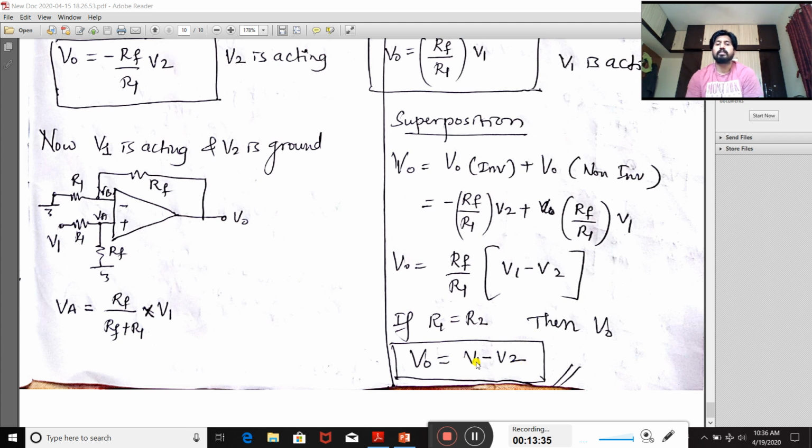That means the voltage at the inverting terminal is subtracted from the voltage at the non-inverting terminal, V1 minus V2. So you are going to get the difference voltage. Suppose V1 is at 5 volt and V2 is at 2 volt, what you are going to get? 3 volt. So that is the V naught subtraction you are going to get. Now the operational amplifier is working as a subtractor circuit. I hope you have understood this.